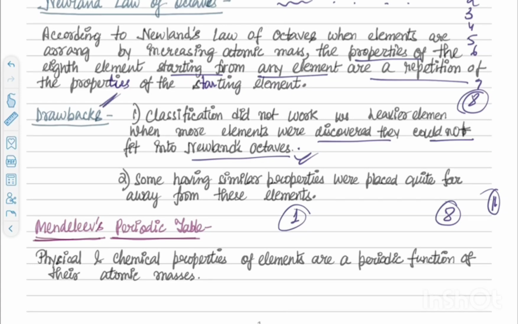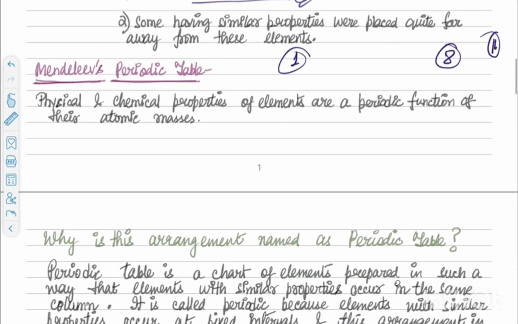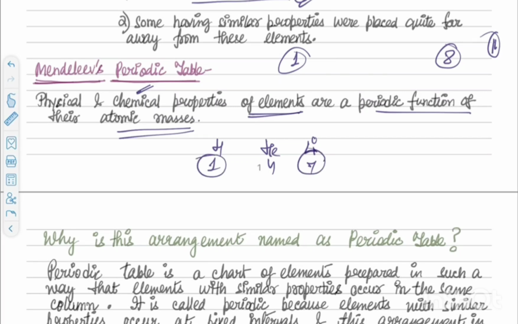Again, this got modified by Mendeleev, who said that the physical and chemical properties of elements are a periodic function of their atomic masses. If I take any element and describe its atomic mass, like for hydrogen it is 1, for helium it is 4, for lithium it is 7, he is saying that the chemical and physical properties of the elements are a periodic function of their atomic masses. It means mass is responsible for their periodicity.